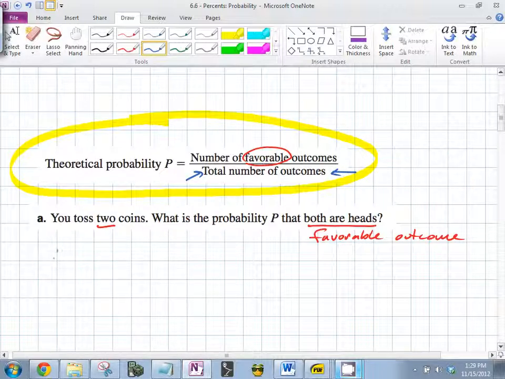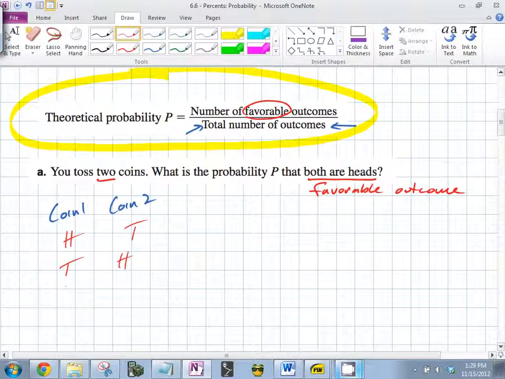Here's coin 1, here's coin 2. How many different ways can you flip these coins? Well, you can end up with heads and heads, heads and tails, tails and heads, or tails and tails. There's no other outcome. So how many outcomes do you see? There are 4 of them.